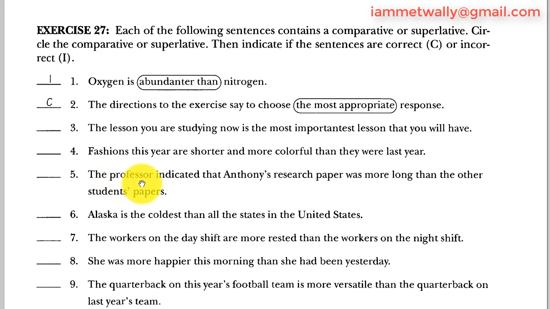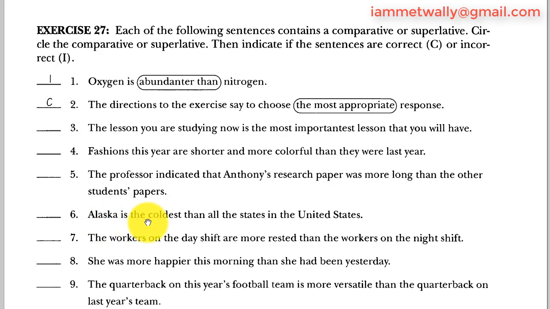Number 5. The professor indicated that Anthony's research paper was more long than the other students' papers. The professor, subject, indicated is the verb. That is a connector. Anthony's research paper is another subject. Was is the verb. More long than, this is the comparative, but it's incorrect because long is a short adjective. It doesn't need more, it just needs -er. So was longer than. 5 is incorrect.